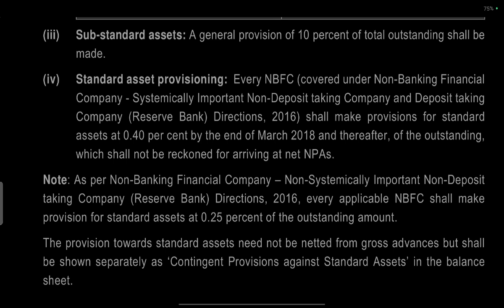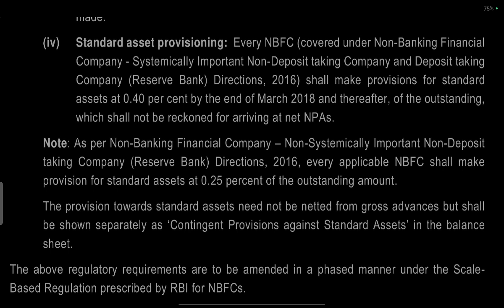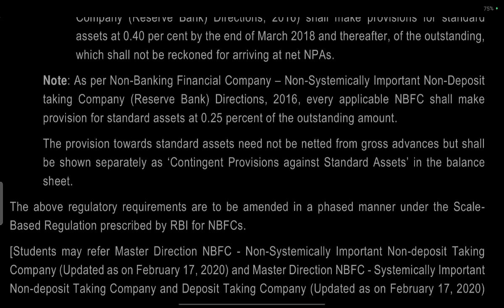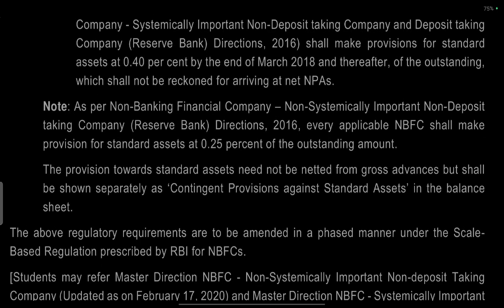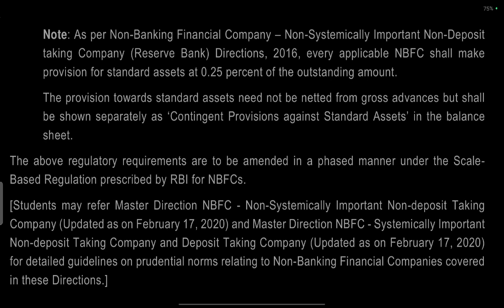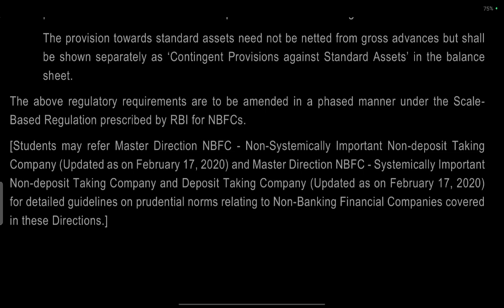Standard assets, performing. Every NBFC covered under the NBFC directions, that is, systemically important non-deposit taking companies and deposit taking companies, shall make a provision for standard assets at 0.40% of the outstanding, which shall not be reckoned for arriving at net NPAs. For non-systemically important non-deposit taking companies, every applicable NBFC shall make a provision for standard assets at 0.25% of the outstanding amount. The provision towards standard assets need not be netted off from gross advances, but shall be shown separately as contingent provisions against standard assets in the balance sheet.